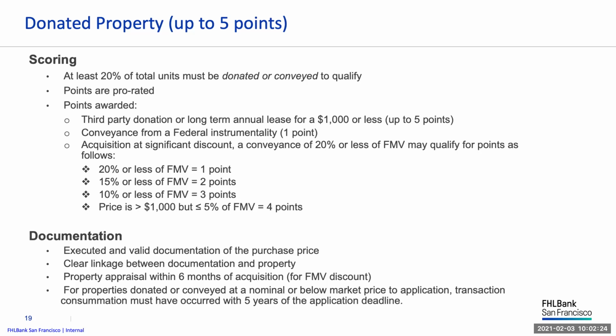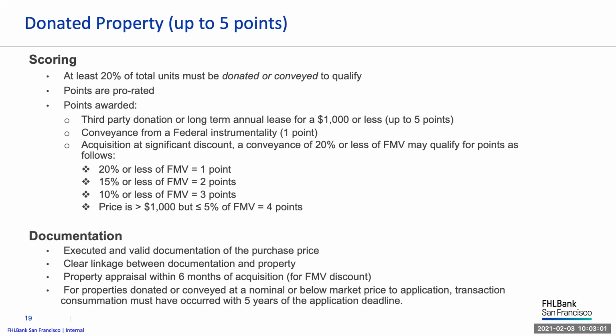The third way to get points is if land was acquired from an unrelated third party at a significant discount to fair market value. For example, if you have a property with a fair market value of $1 million and your purchase price is $200,000 or 20% of fair market value, you get 1 point. If the purchase price is $150,000 or 15% of fair market value, you get 2 points. If the purchase price is $100,000 or 10% of fair market value, you'd get 3 points.